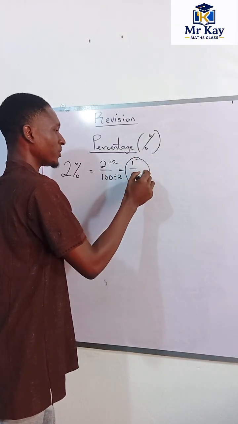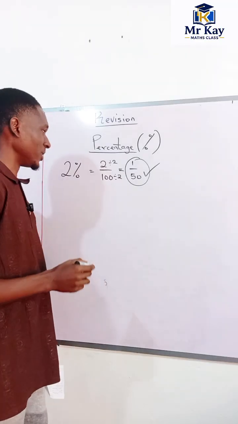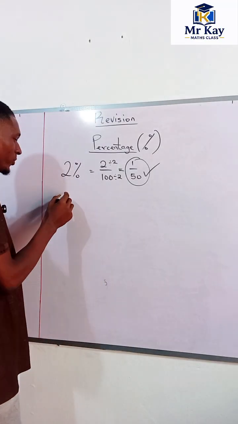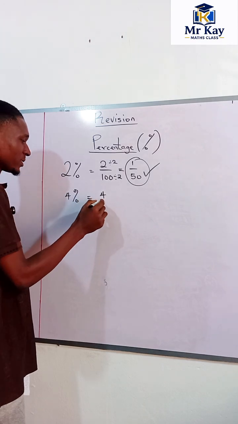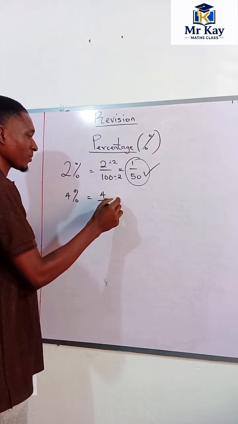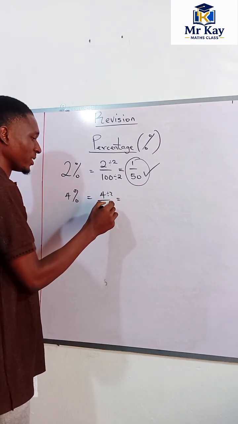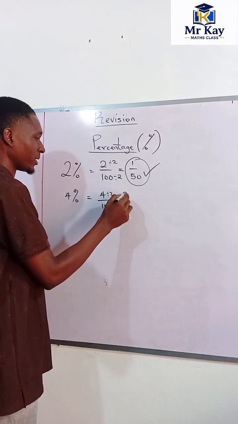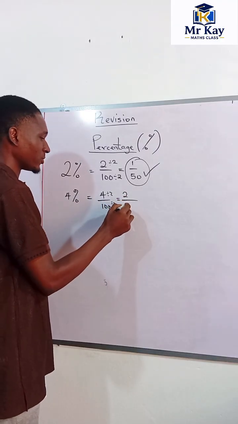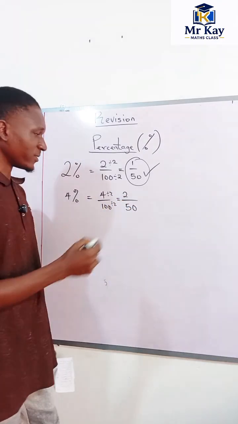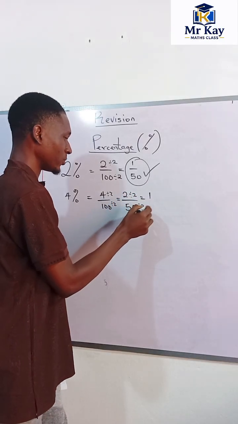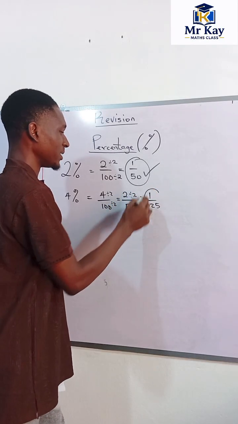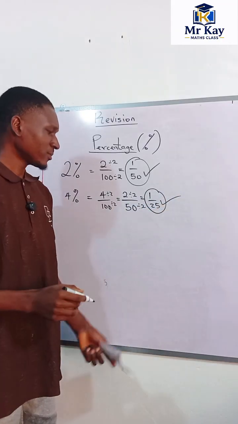When you are dividing, you must make sure you are dividing carefully. So if you have 4%, 4% means 4 out of 100, and you divide by 2. 4 divided by 2 is 2. 100 divided by 2 is 50. We can still divide. 2 divided by 2 is 1. 50 divided by 2 is 25, and this becomes your answer.